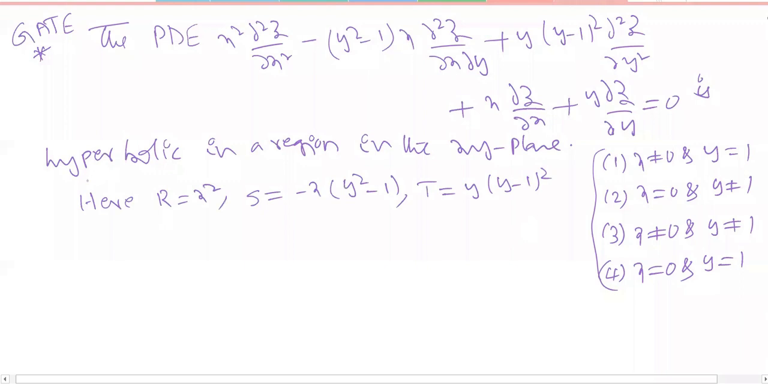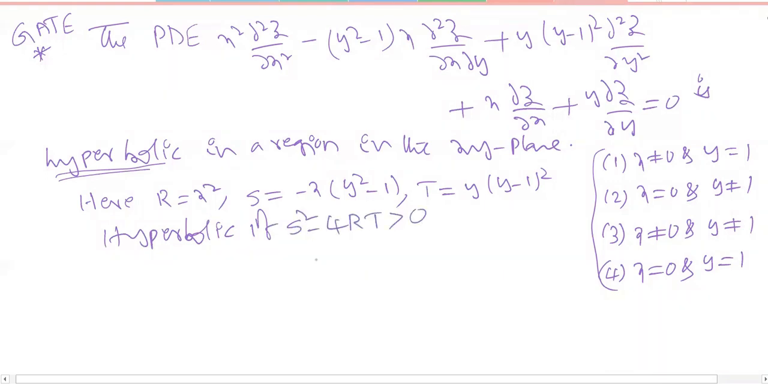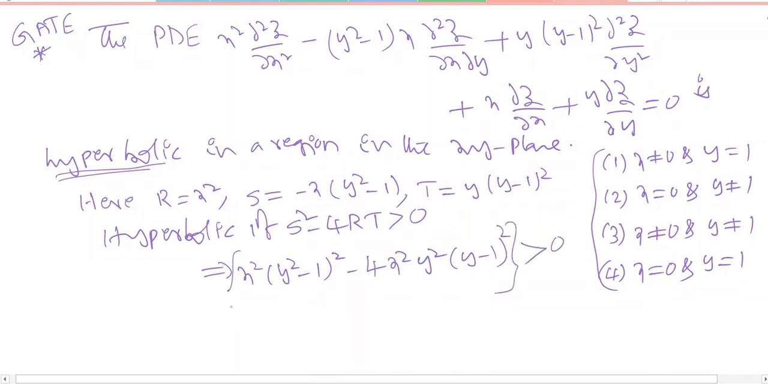Now we are given the condition that the given PDE is hyperbolic. When it is hyperbolic, then taking the hyperbolic condition, s square minus 4rt is greater than 0. That is x square into y square minus 1 whole square minus 4 into x square into y square into y minus 1 whole square. This complete term will be greater than 0.